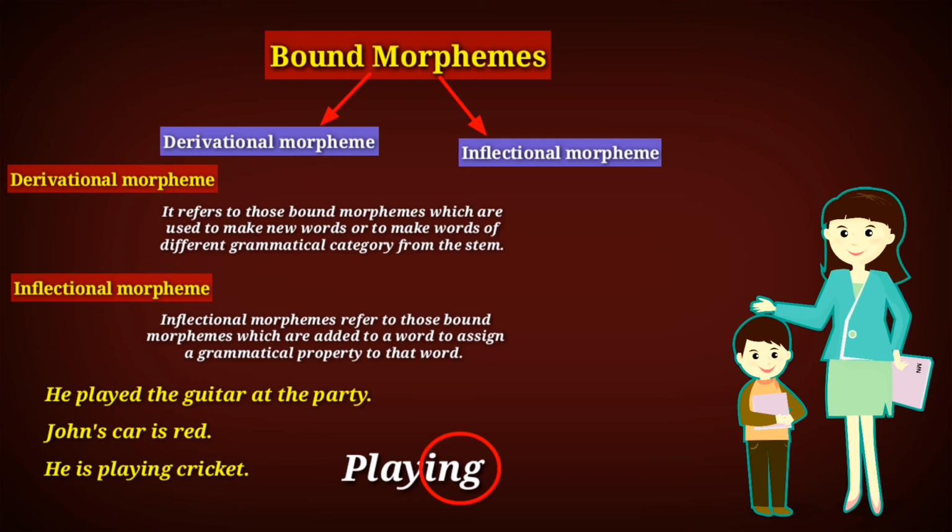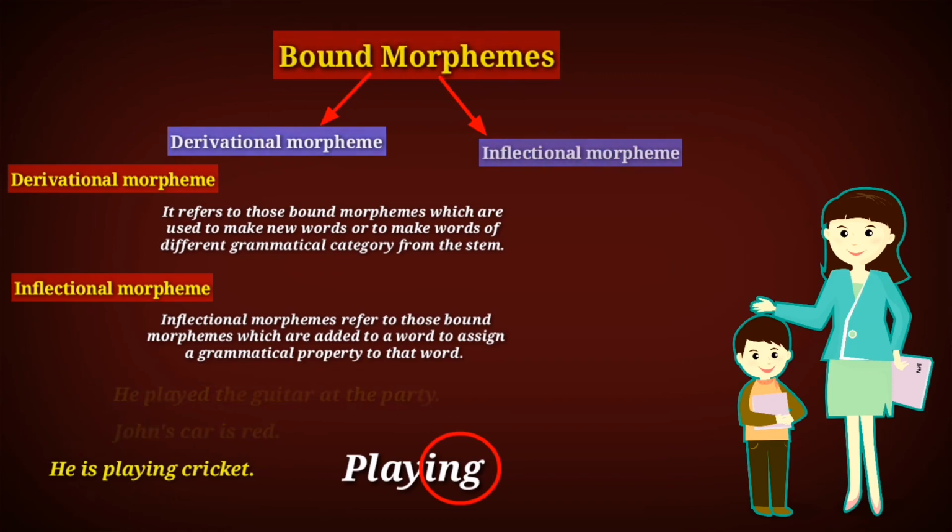So in derivational morphemes we came to know that they change the part of speech of a word, and here ing does not change the part of speech of a verb.